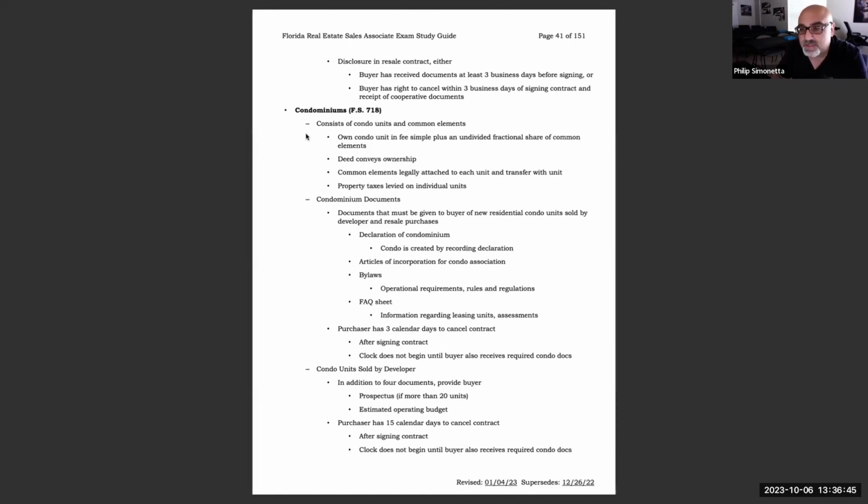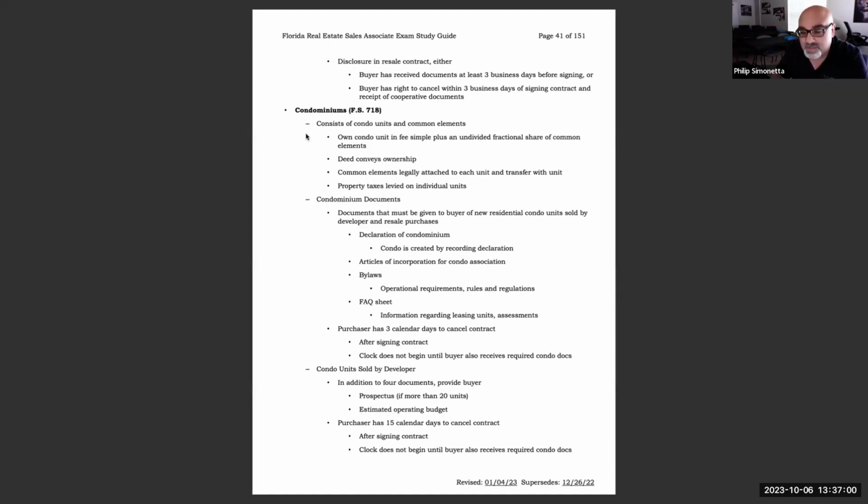Common elements are legally attached to each unit and transfer with the unit. That's like the pool, the gym, all the equipment, anything that's coming with the unit. When you sell the unit, it goes with it. Property taxes are levied on individual units.